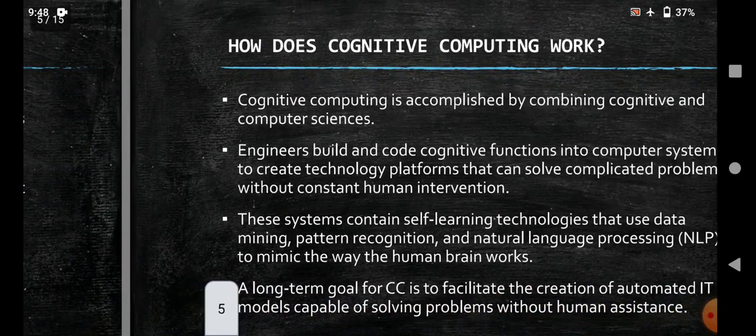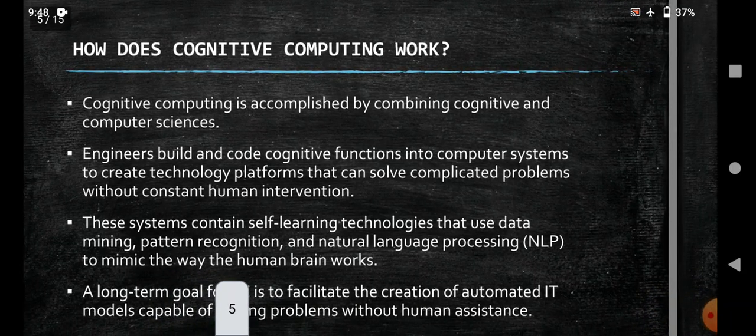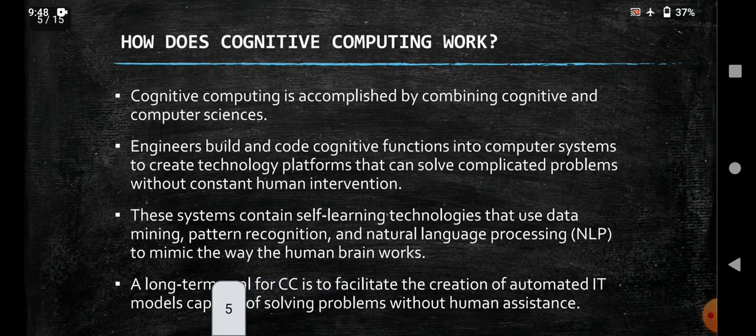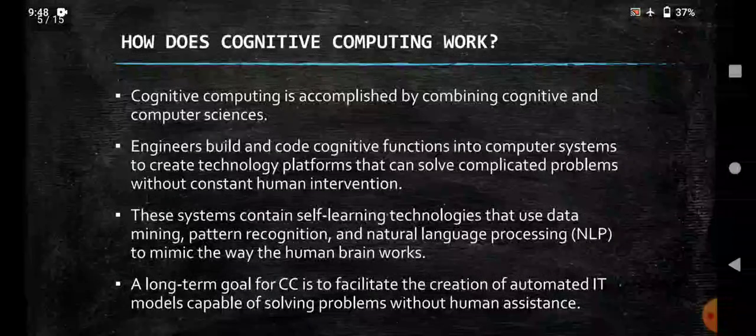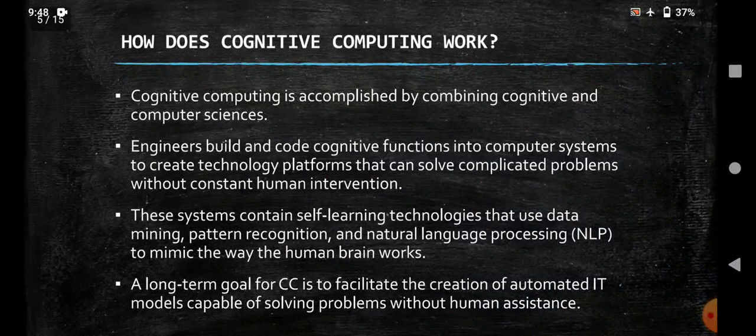Let's move on and see how cognitive computing works. Cognitive computing is accomplished by combining cognitive science and computer science. In cognitive computing, the engineers build the code and cognitive function into the computer system and create a technology platform to solve complex and complicated problems without any human intervention.